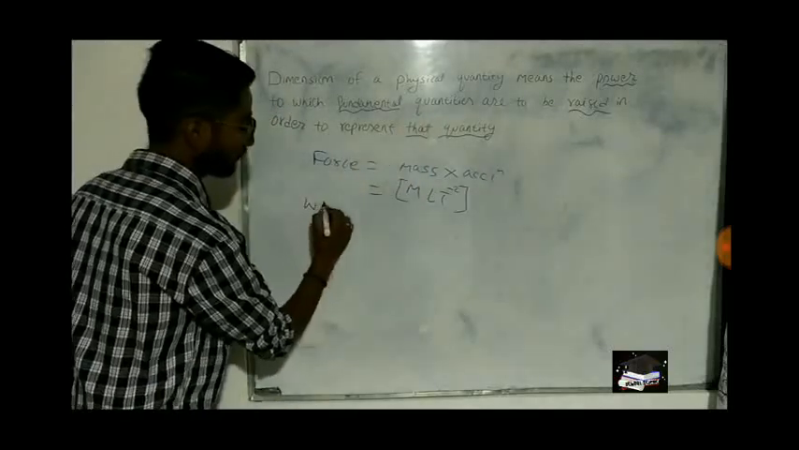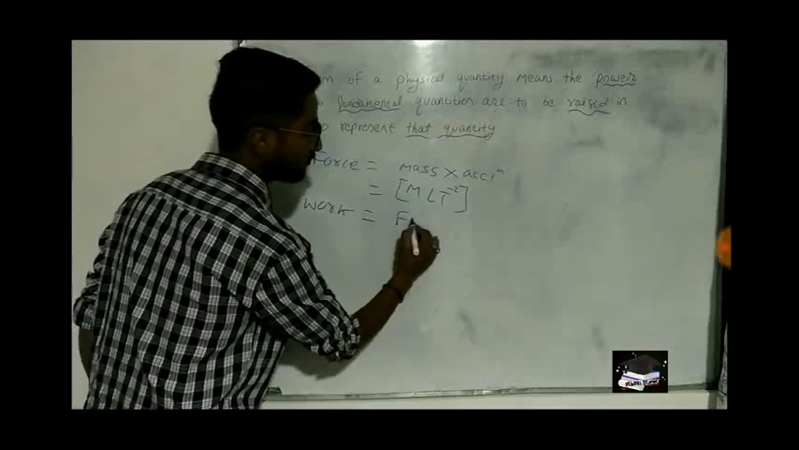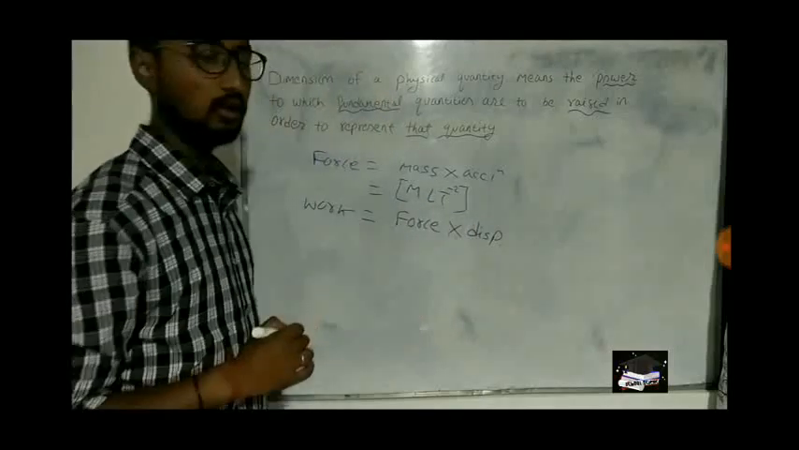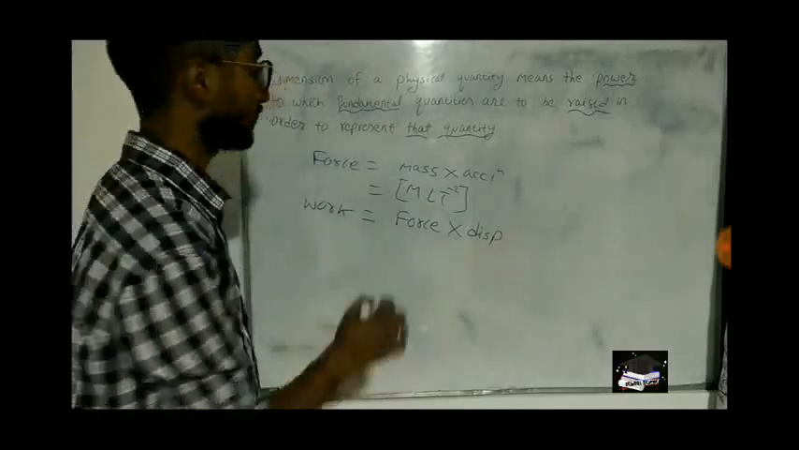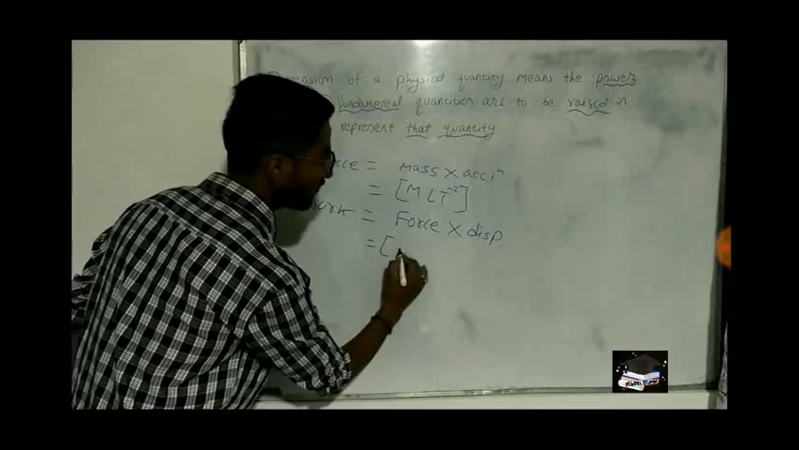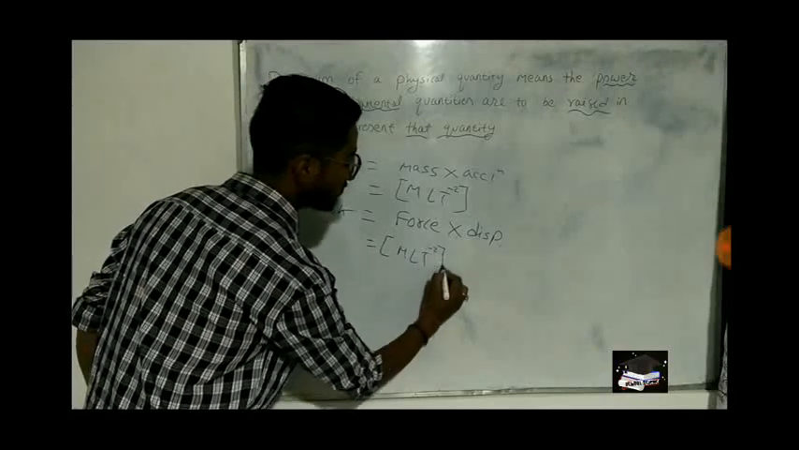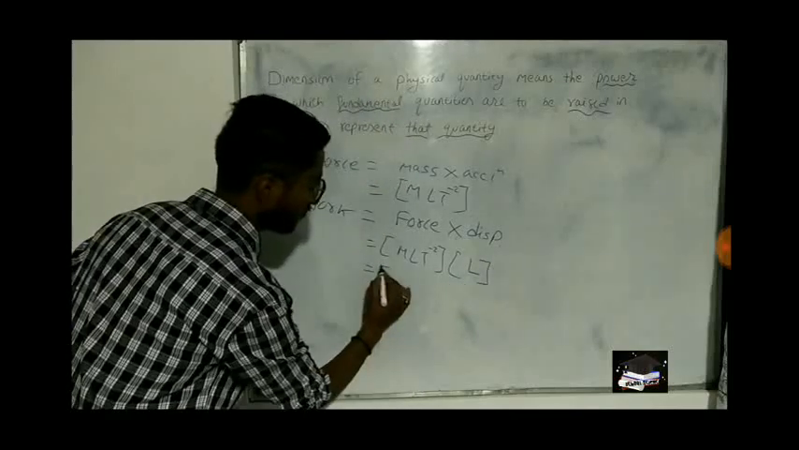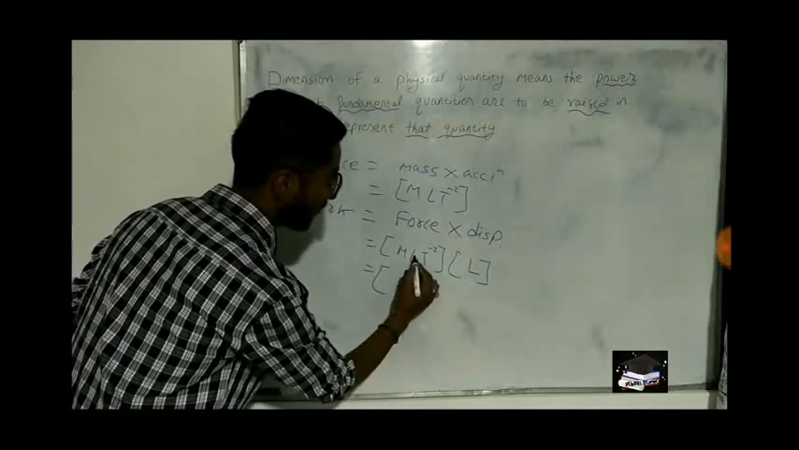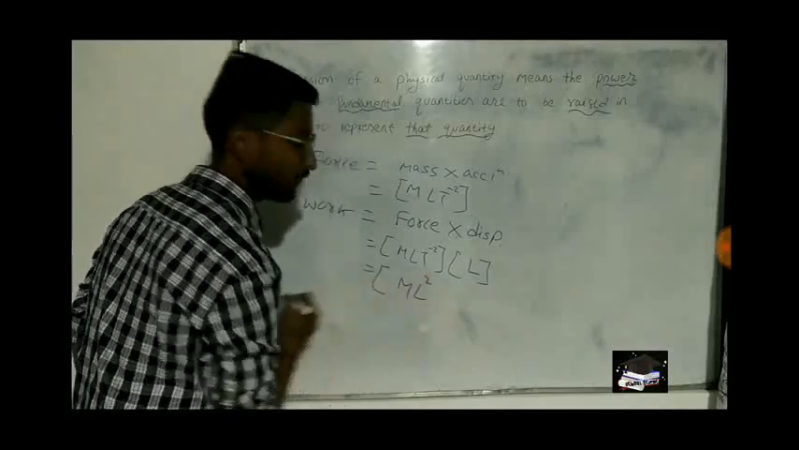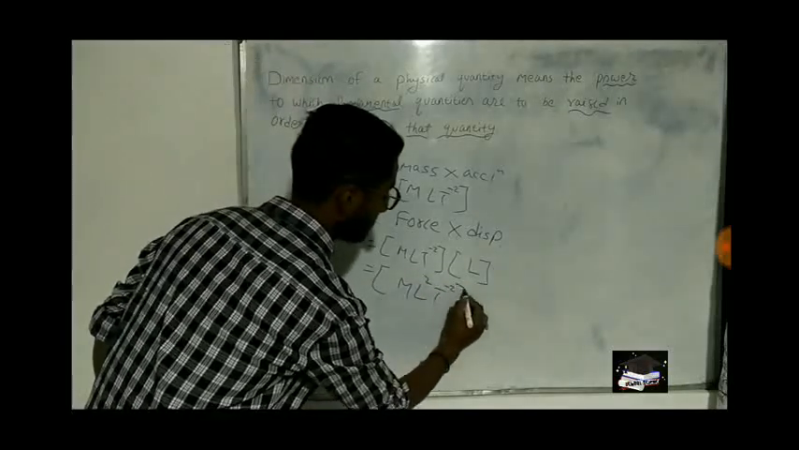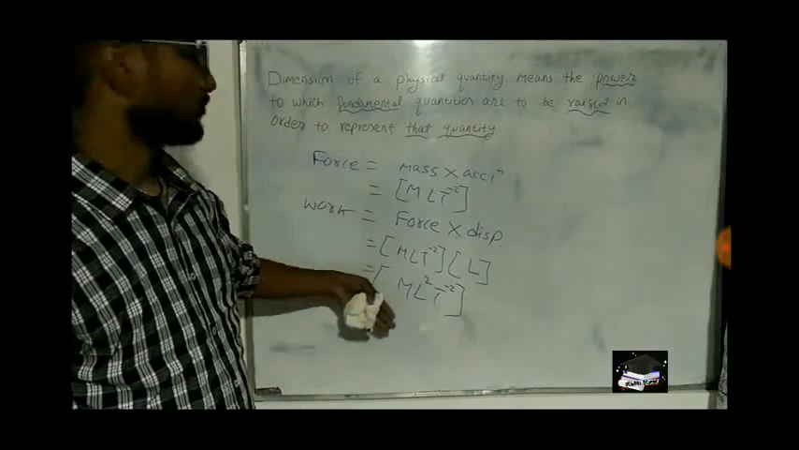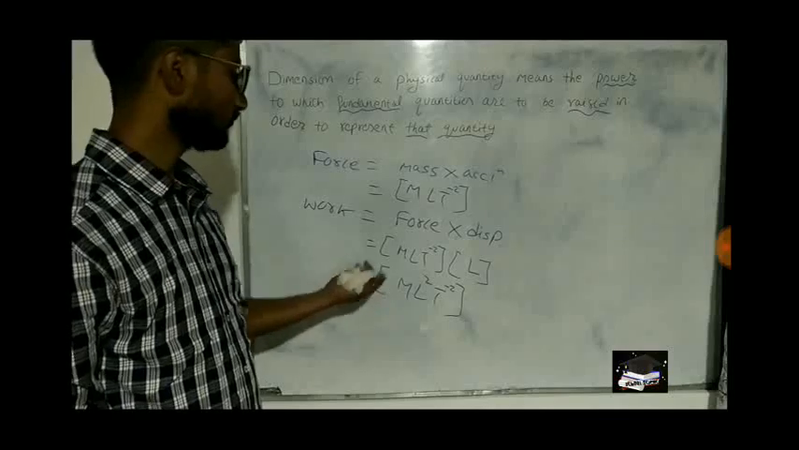Now let us do for work. Work equals force into displacement. How much did we get for force? M L T to the power minus 2. And for displacement it is length, so L. Now M is only 1, M, L, 1 and 1. So M L square T to the power minus 2. In this way you can find out the dimension for many other things.